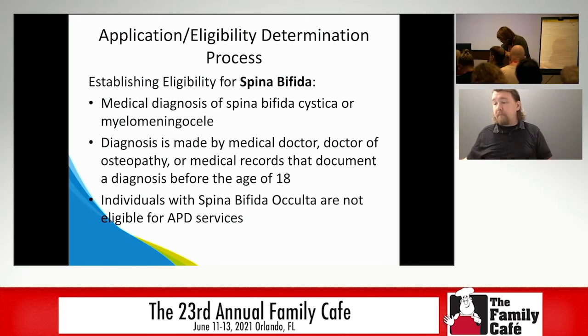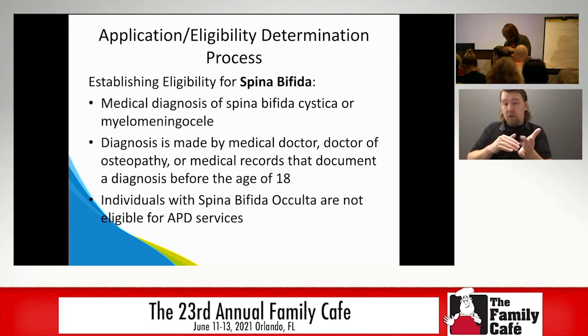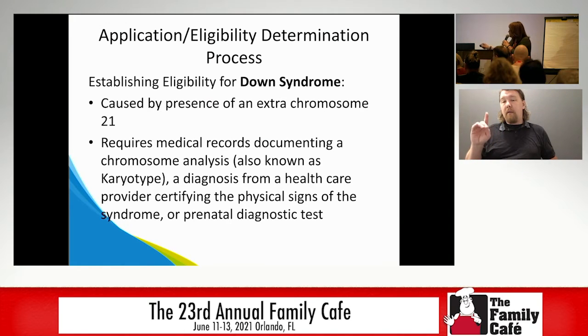All right, so for spina bifida, individuals with spina bifida have a medical diagnosis of spina bifida cystica or myelomeningocele. A diagnosis is confirmed by written documentation from either a medical doctor, doctor of osteopathy, or medical records that document a diagnosis of spina bifida prior to the age of 18. Individuals with spina bifida occulta are not eligible to receive services from APD.